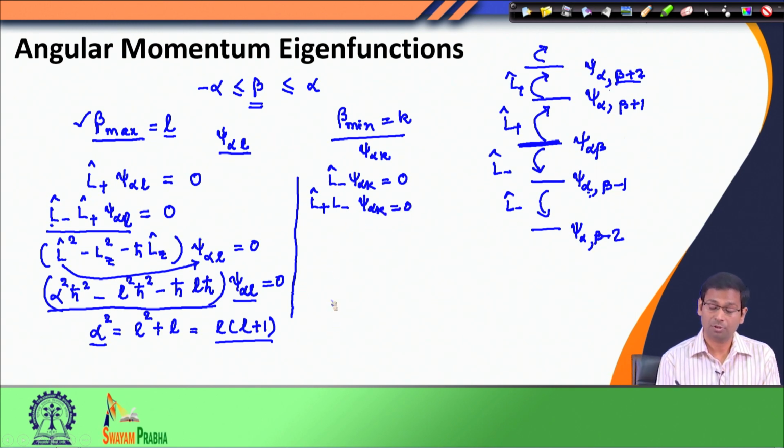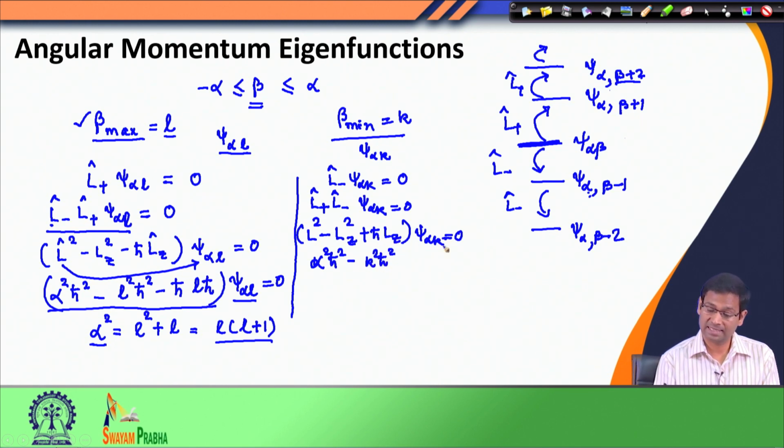And if I continue, I would show that L plus L minus is L square minus Lz square plus h bar Lz on psi alpha k, which is 0. When L square acts on psi alpha k, I get alpha square h bar square. When Lz square acts on psi alpha k, I get k square h bar square. When Lz acts on psi alpha k, I get k h bar.